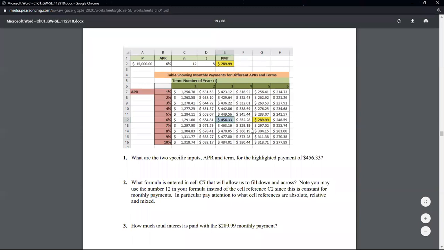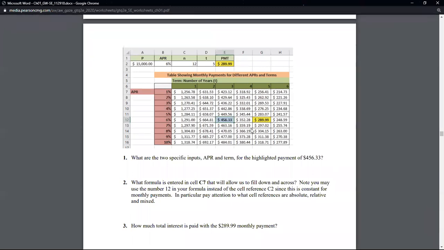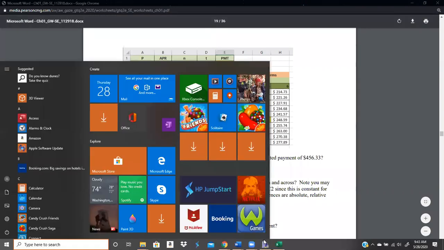So question 1, what are the 2 specific inputs for APR and term for the highlighted payment of $456.33? So now this table, this is doing what we call what if analysis. I want to add this to the notes over here. Now this won't be in the file. This is something you have to add. If you see me type things, it means it's not in the original file.